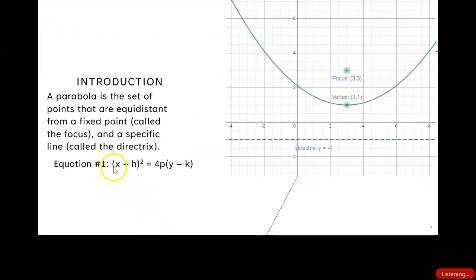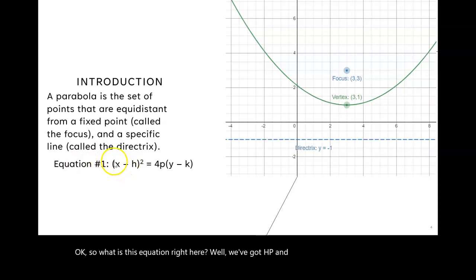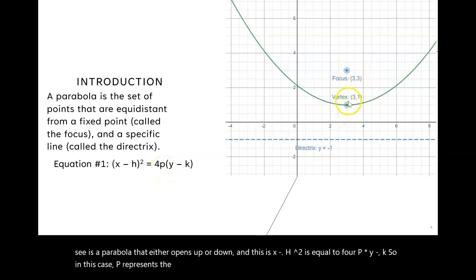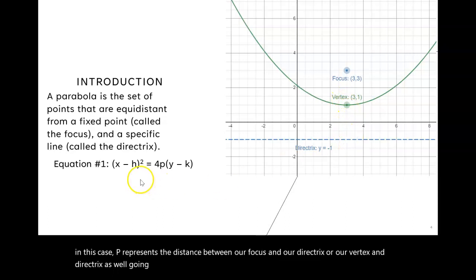Okay, so what is this equation right here? Well, we've got h, p, and k, and our first equation we'll see is a parabola that either opens up or down, and this is (x minus h) squared is equal to 4p times (y minus k). So in this case, p represents the distance between our focus and our vertex, or our vertex and directrix as well, going in the other direction.